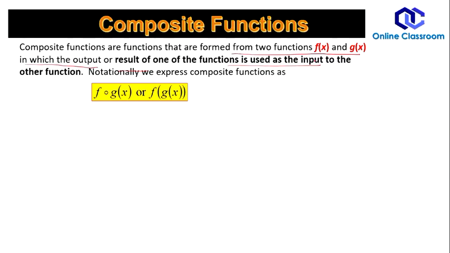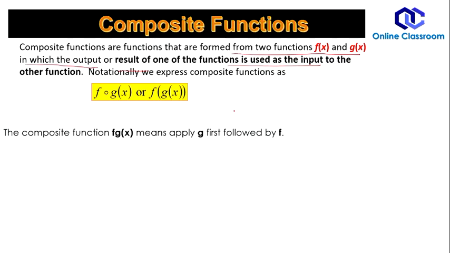Right? And please do not confuse this symbol. If you have f of x and then g of x, it means multiplying two functions. But when you write f of g of x, it means you are making a composite function where g, in this case, is known as the inner function. This is called the inner function. Is this clear? Now, the composite function means apply g first, followed by f. This is very important, in which sequence the functions work.